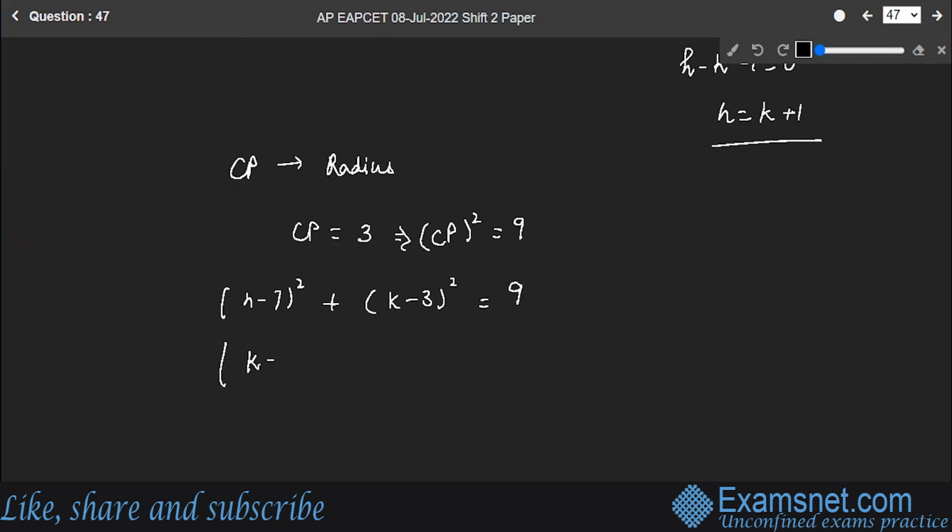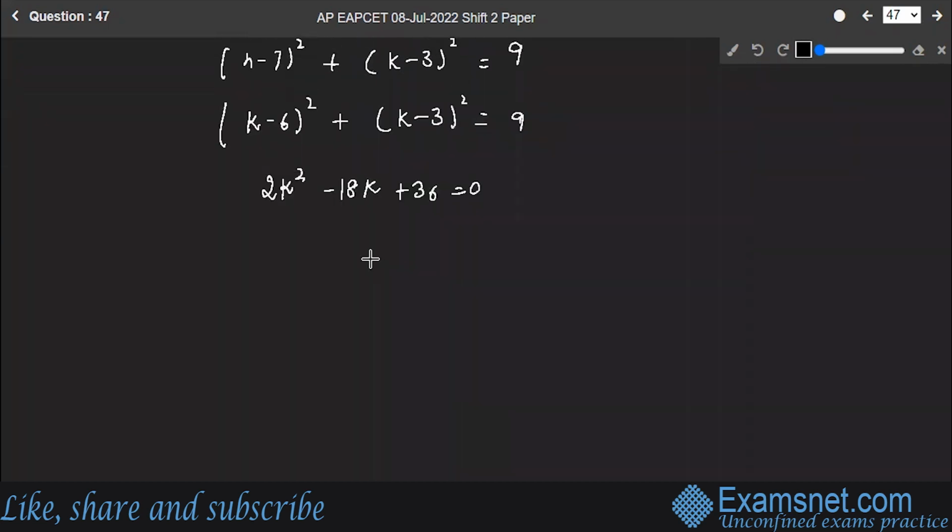This gives you (k minus 6) square plus (k minus 3) square is equal to 9. On solving, this will give you 2k square minus 18k plus 36 is equal to 0, or you will have k square minus 9k plus 18 is equal to 0. Right? Hope you're clear here. Now next, over here you are having further.